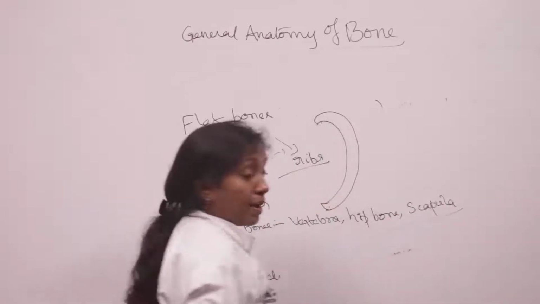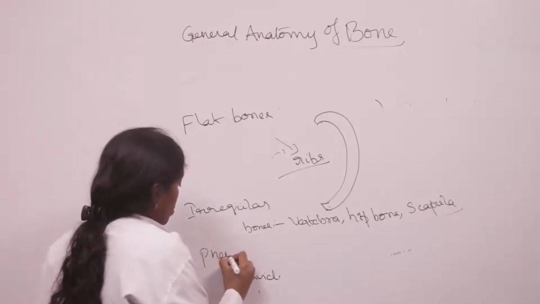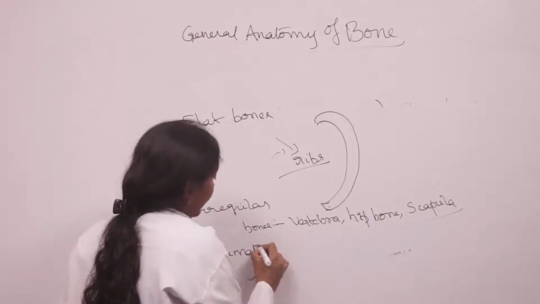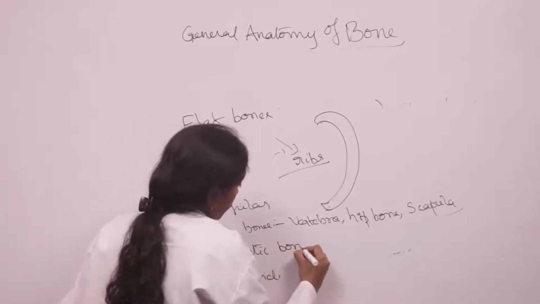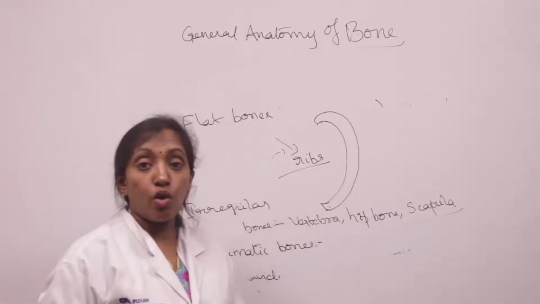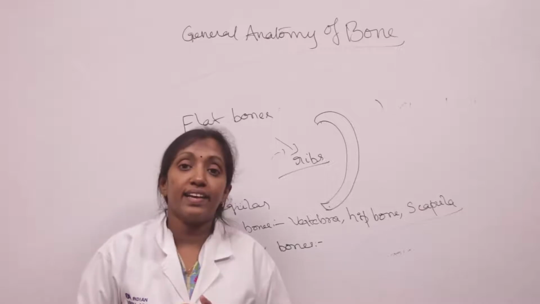These are the examples of the irregular bones. Okay, and coming to the pneumatic bones. Pneumatic bones means they contain air filled spaces in them. They consist of air filled spaces in between them. We have discussed paranasal air sinuses, right?